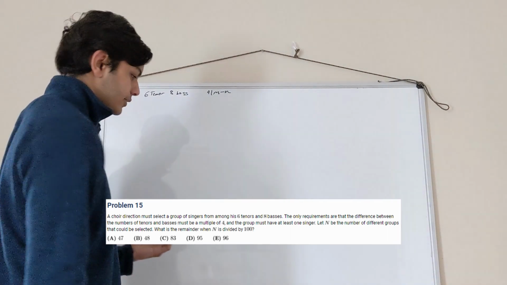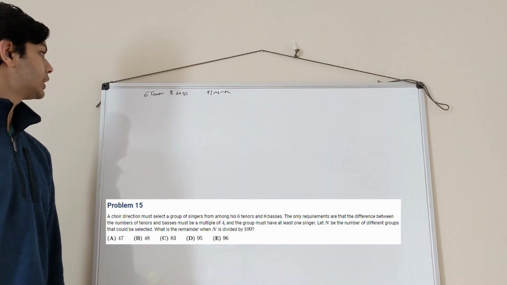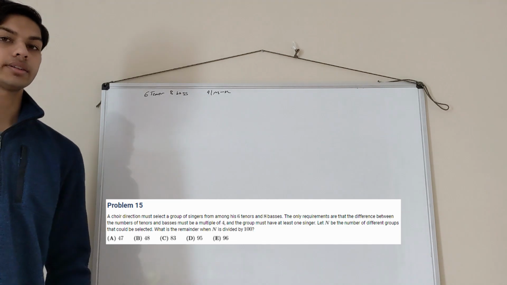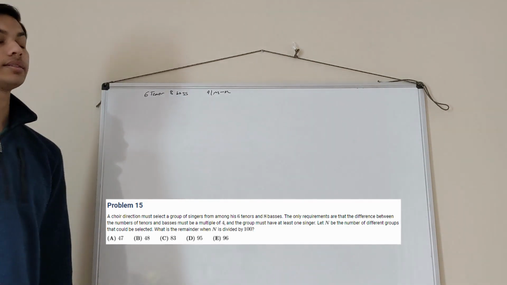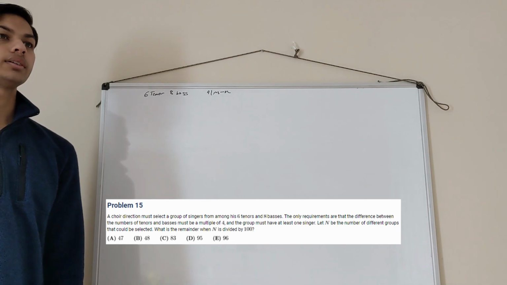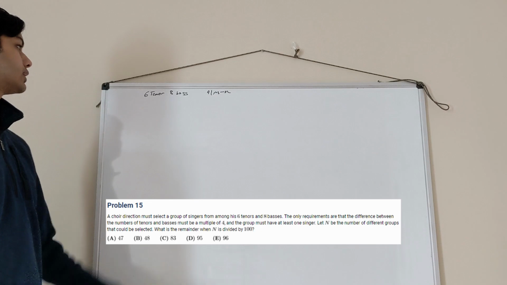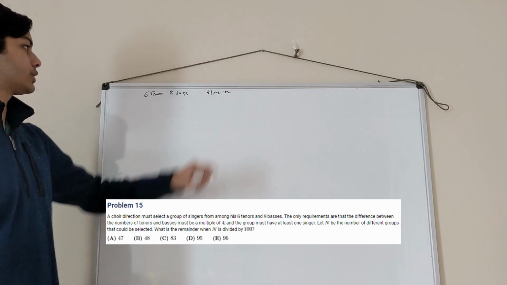Okay, so this is a nice problem that showed up on the AMC 12A 2021. I think it's number 15. The problem is that you need to select a choir, and you have 8 tenors available and 8 basses available. You want to select the number of choirs so that the difference between the number of tenors and the number of basses is a multiple of 4.